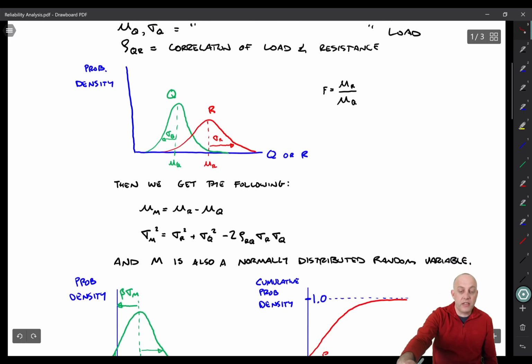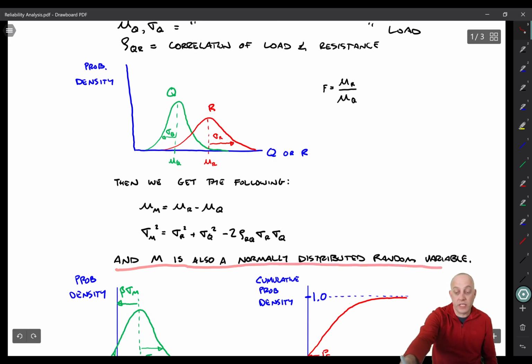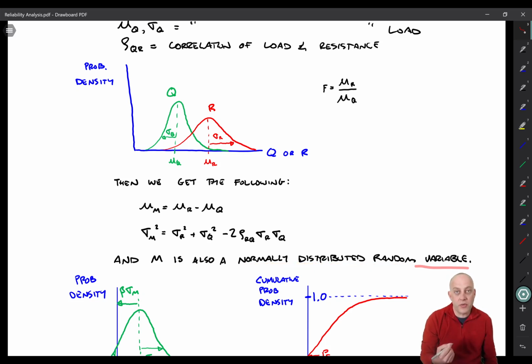And then importantly, if we're taking the difference between two normally distributed random variables, we get a normally distributed random variable. So that's the nice thing about margin of safety, is that now we know the distribution function for the margin of safety, whereas the factor of safety would have a more complicated distribution function.